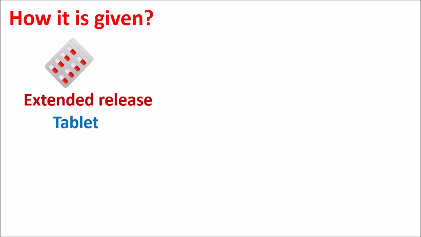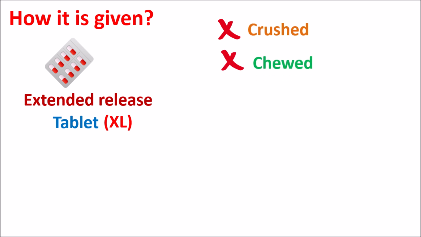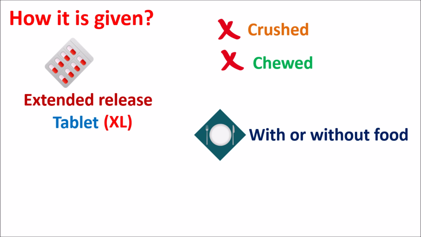How it is given? Oxybutynin is available as a tablet. It is formulated as extended-release tablet, commonly denoted as XL. This formulation delivers the drug slowly for an extended period of time. Since this tablet is coated or layered to produce an extended release, it should not be crushed or chewed. It should be swallowed whole with a plain glass of water. Food does not have any interaction with oxybutynin, so it can be taken either with food or without food.